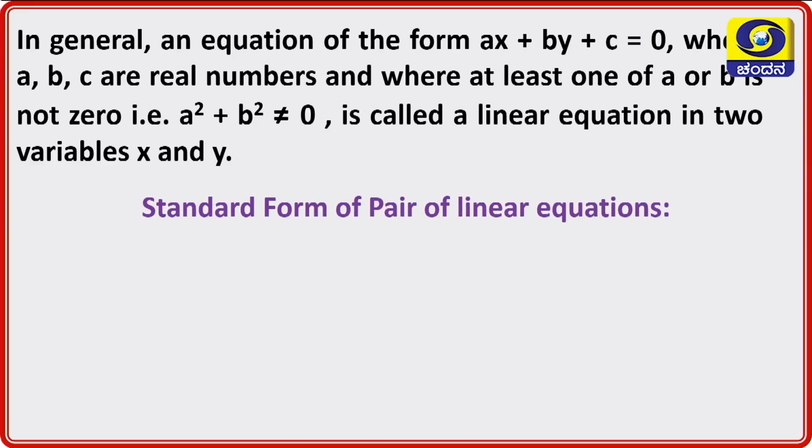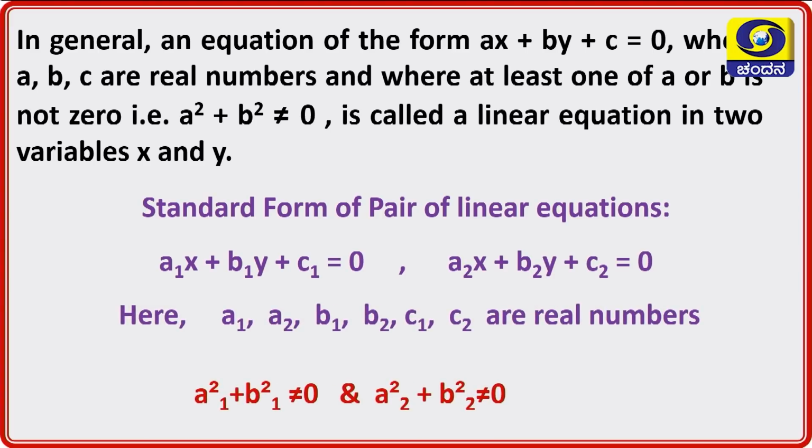This is the standard form of a pair of linear equations. What is the standard form of a pair of linear equations? a1x + b1y + c1 = 0 and a2x + b2y + c2 = 0. Here a1, a2, b1, b2, c1, c2 are all real numbers, but the condition is a1² + b1² must not equal 0 and a2² + b2² should not equal 0.